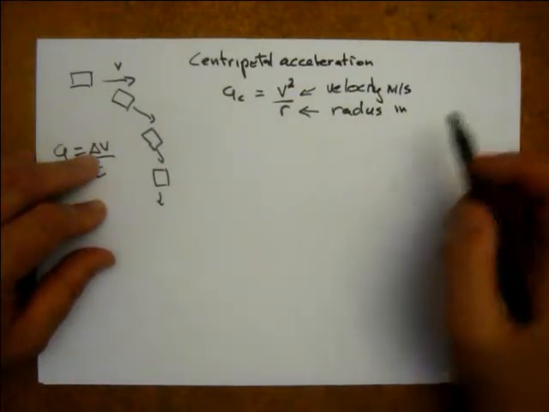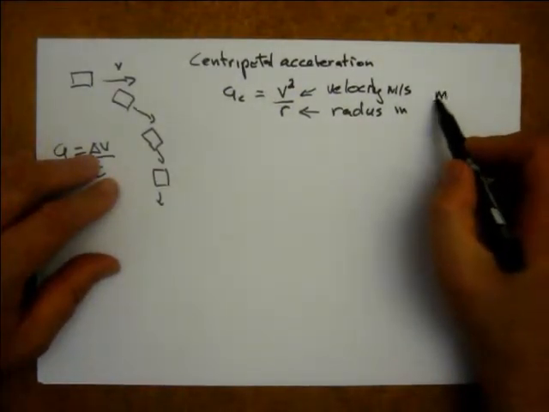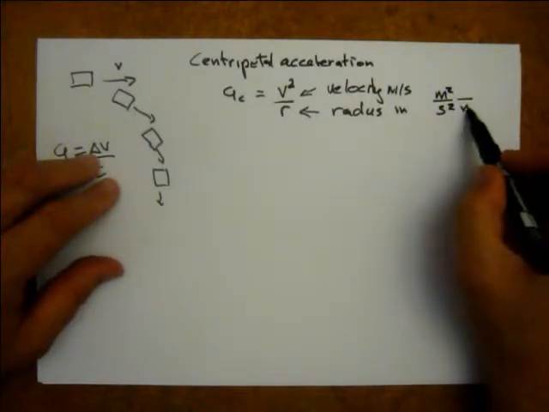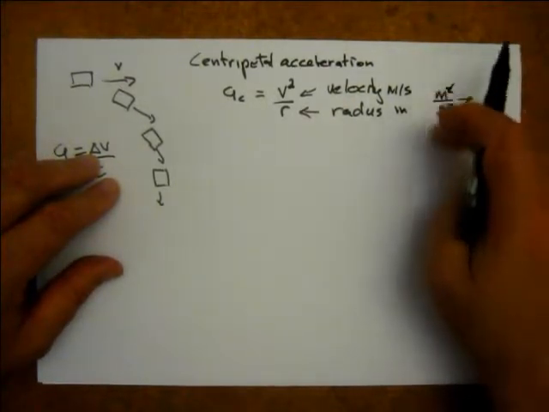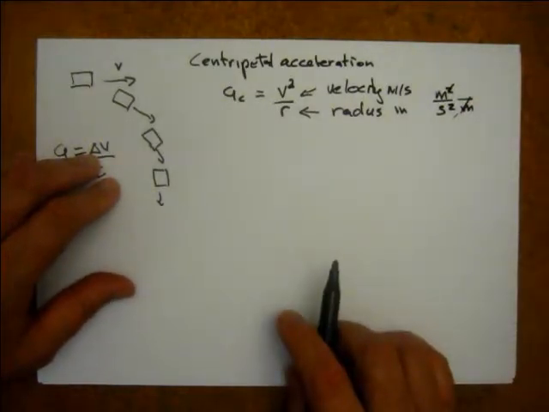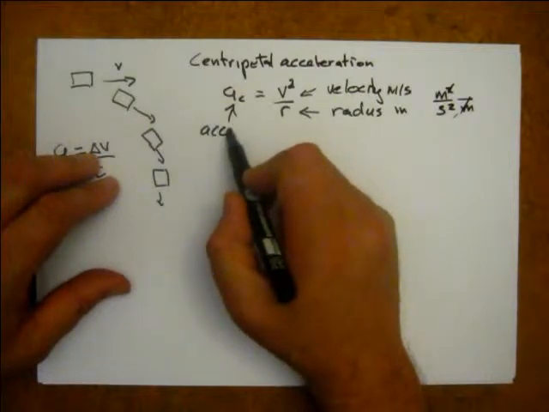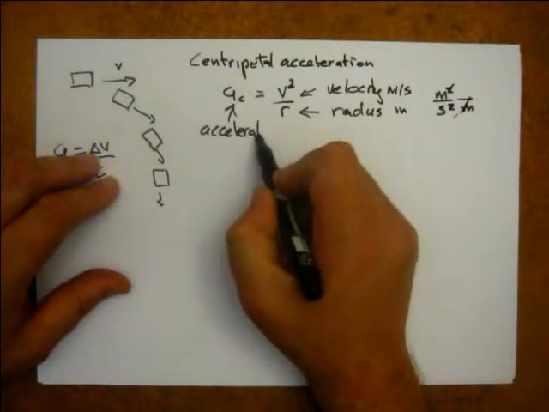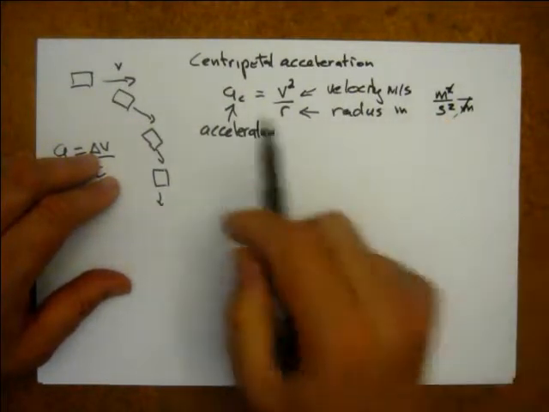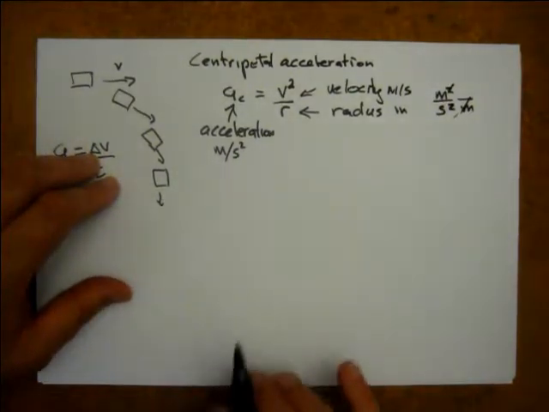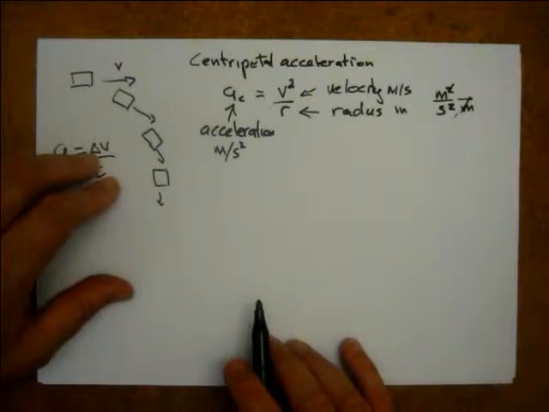And if you do a dimension check on this, you end up with meters per second squared divided by meters. So that ends up with meters per second squared. Just checking. And that's going to give us our centripetal acceleration, which is exactly what we're expecting.